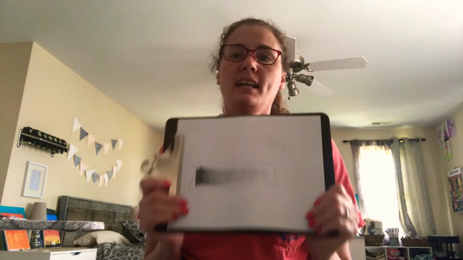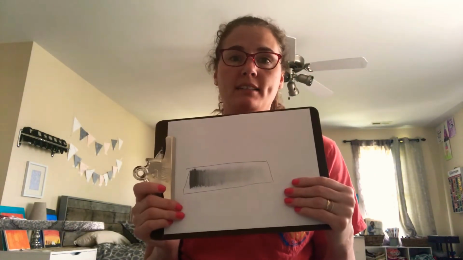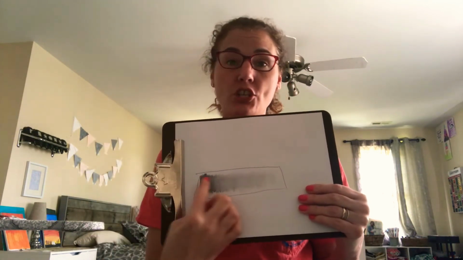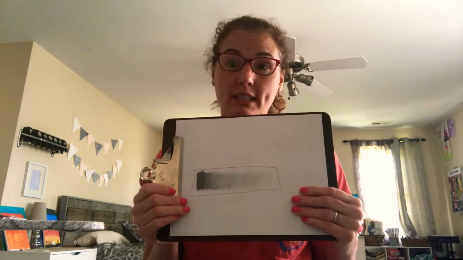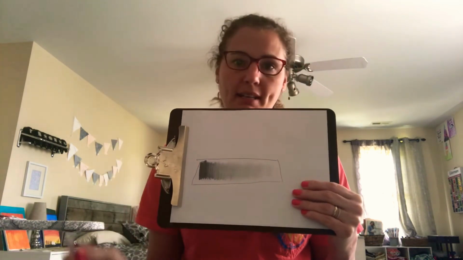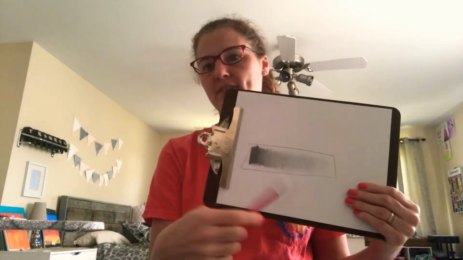Now, value shows us the lightness or darkness of an object. You would use this technique when you're adding shadows and highlights when you're drawing. So this is just a basic exploration with a pencil, okay, of value. We can do this with paint, but we're just going to do this for now.